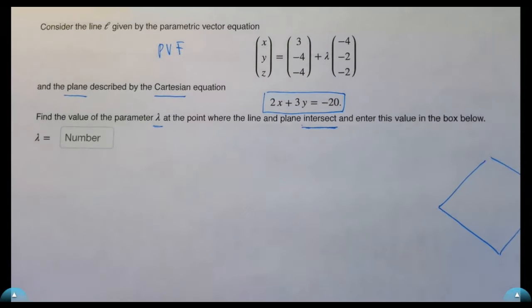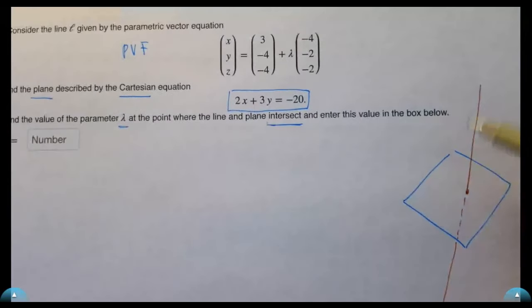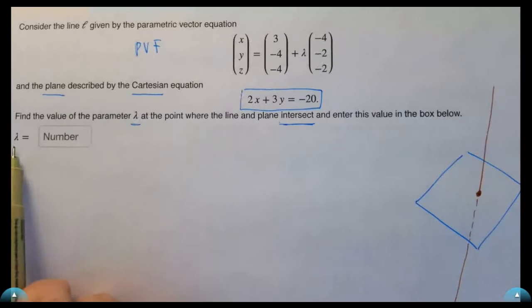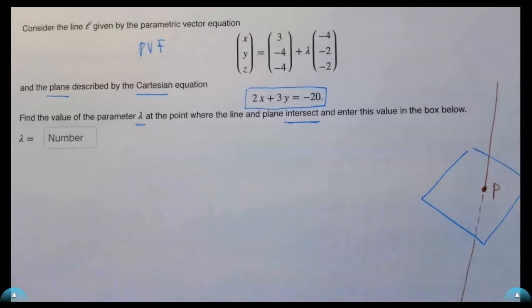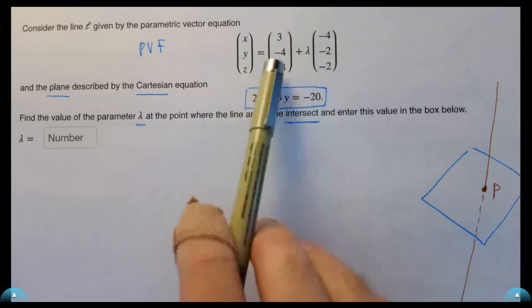this might be part of your plane. And then you have a line that comes down and touches the plane at one point. And you're looking for the value of lambda that will give you that particular point. Let's call it P. Okay, so students find this question rather difficult because they're not quite sure where to start.